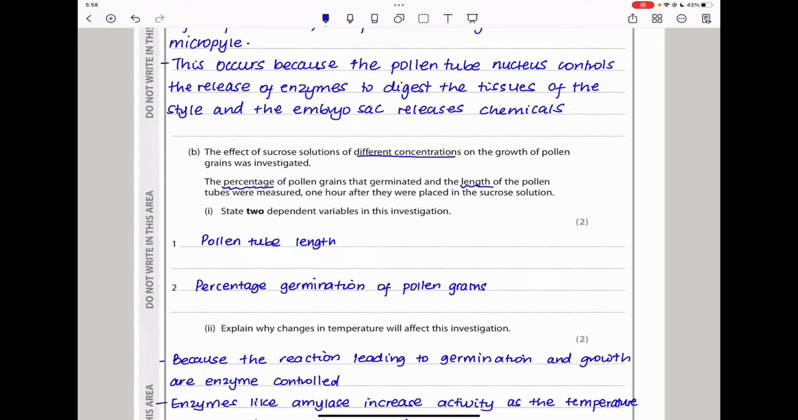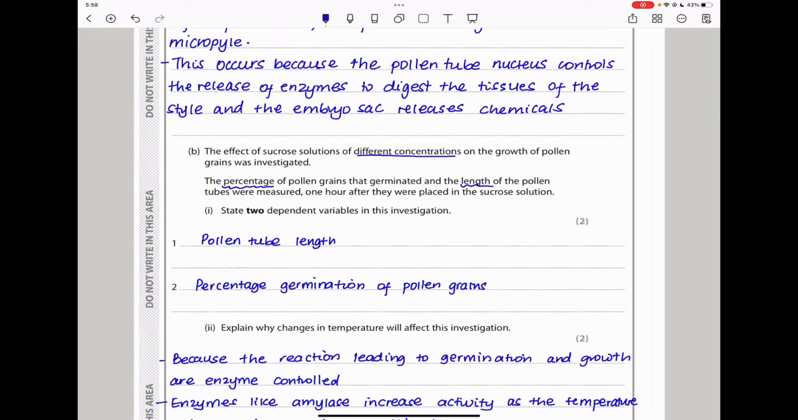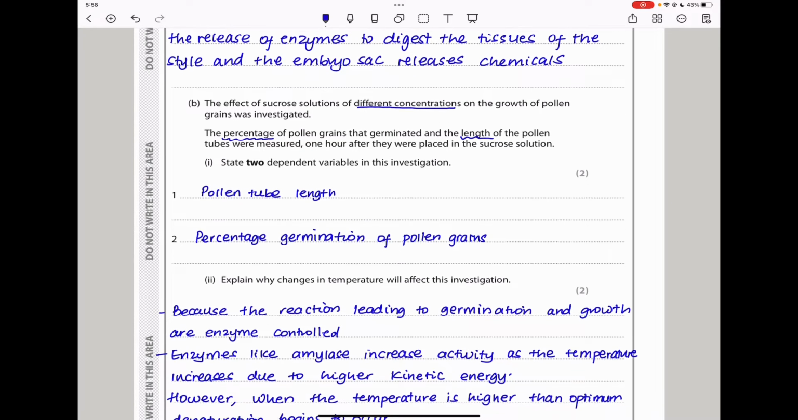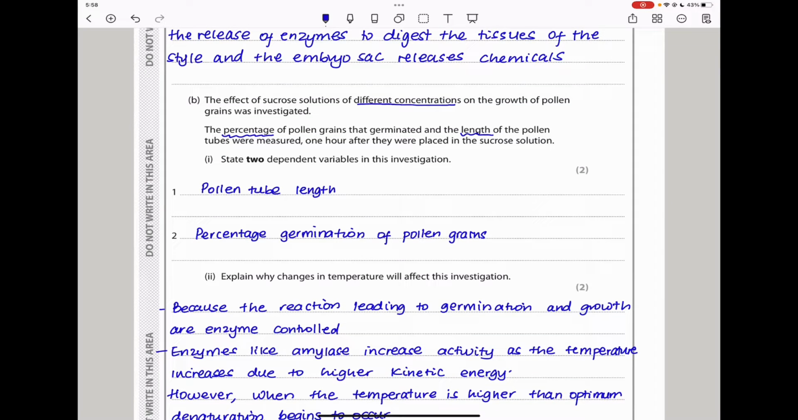Next, they say the effect of sucrose solution of different concentrations on the growth of pollen grains was investigated. The percentage of pollen grains that germinated and the length of the pollen tubes were measured 1 hour after they were placed in the sucrose solution. They want you to state 2 dependent variables in this investigation. Remember here, they say the percentage of the pollen grains that germinated. So one should be the percentage of pollen grains that germinated, and the other should be the length of the pollen tubes. So these two are going to be the dependent variables.